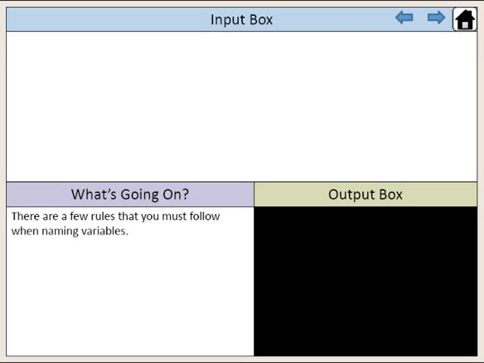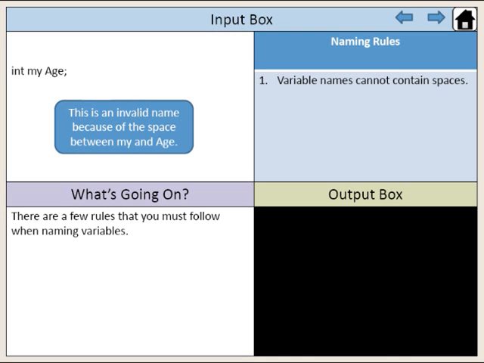There are a few rules that you must follow when naming variables. One, variable names cannot contain spaces. In this example, this is an invalid name because of the space between my and age.